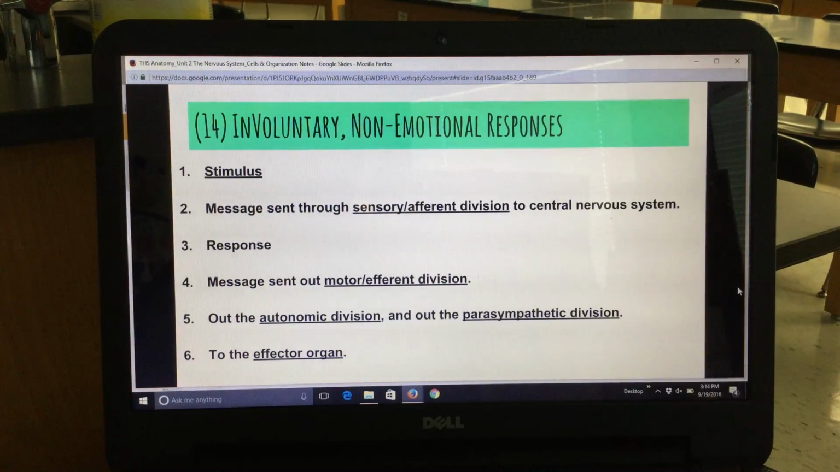So your stimulus is that you drop this delicious cheeseburger in your stomach. Your stomach picks up on that. The stimulus message is sent through your sensory afferent division to your central nervous system. Your brain makes a choice that we need to start breaking down this cheeseburger. That decision is sent out the motor efferent division. It's automatically happening, so it goes out the autonomic division. It's not emotional, so it then goes out the parasympathetic division. And in this case, it stimulates the effector organ, your stomach, to secrete gastric juice to start breaking down that delicious cheeseburger.